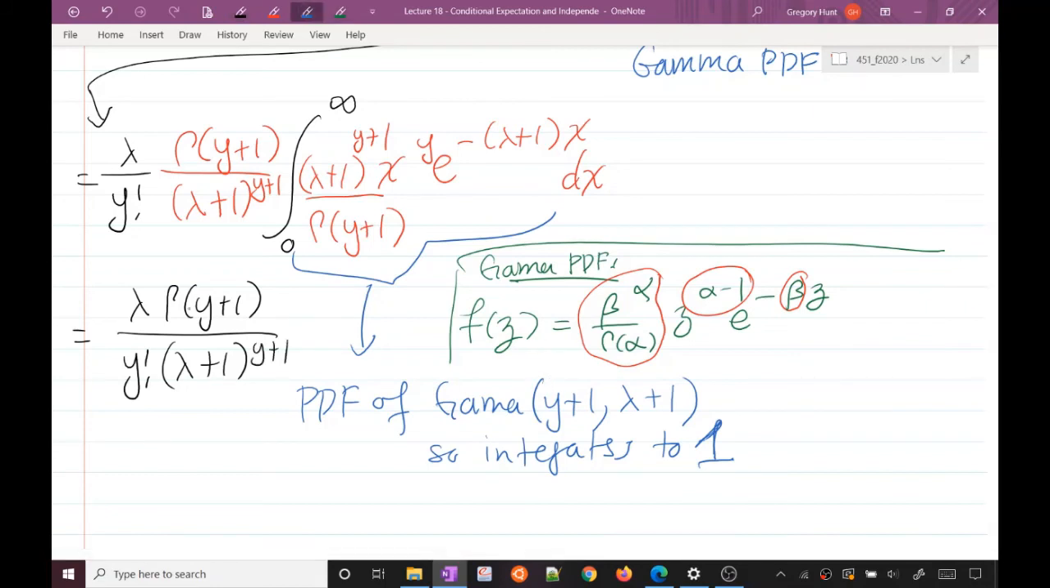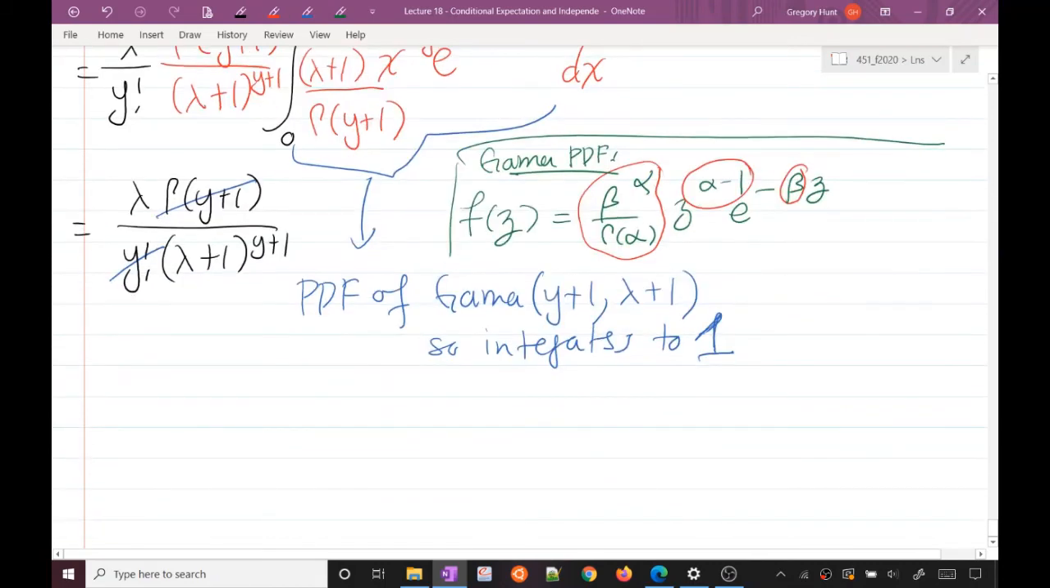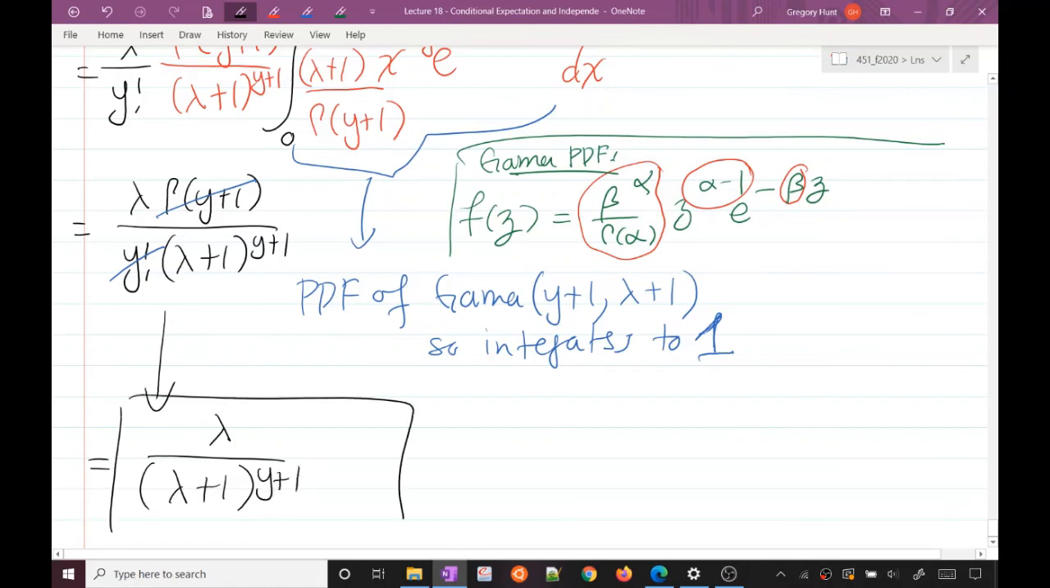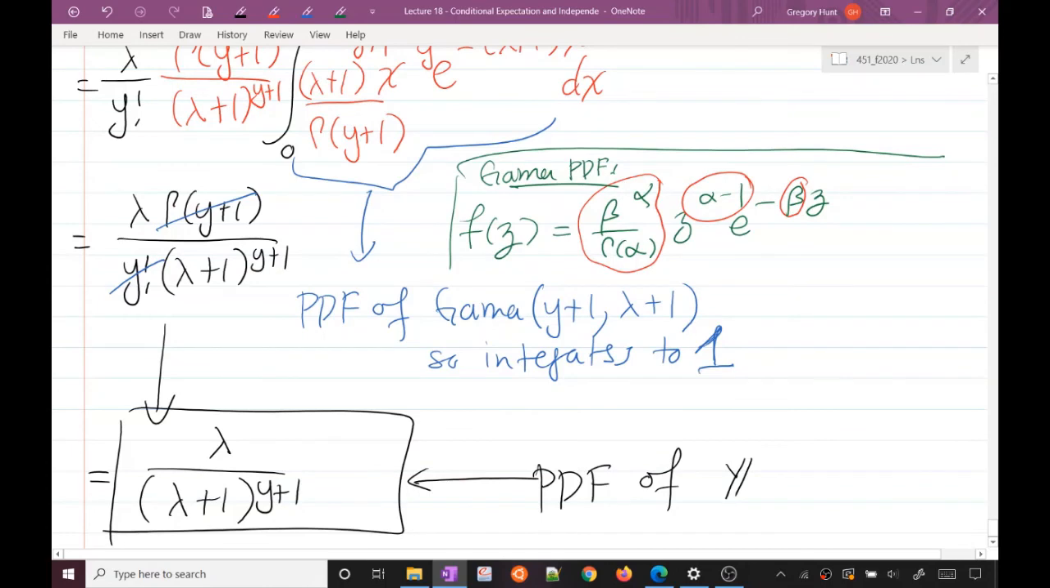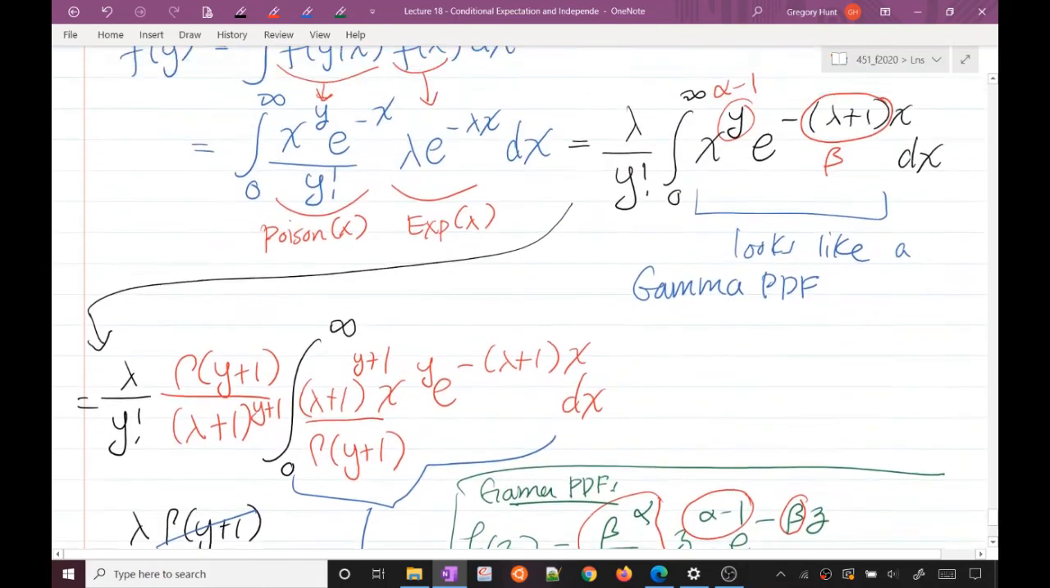And in fact, gamma of y plus 1 is y factorial. That actually cancels. And at the end of the day, all we're left with is lambda over lambda plus 1 to the y plus 1. And so this is the PDF of y, as desired. It actually has a name. It's called a negative binomial distribution, but it doesn't really matter.